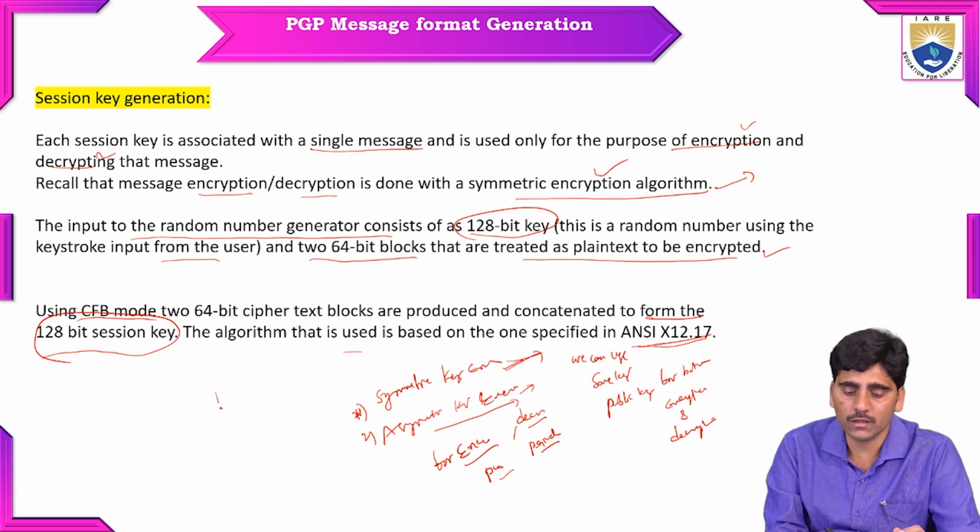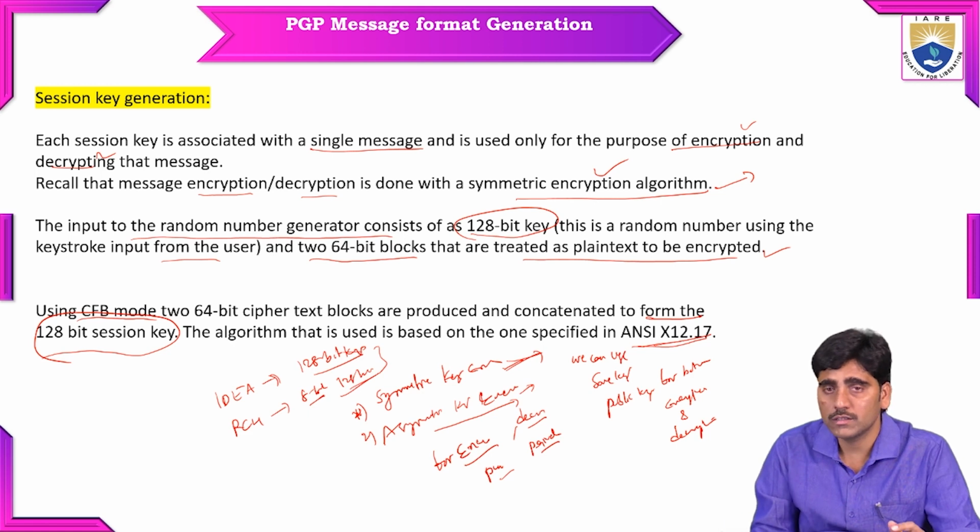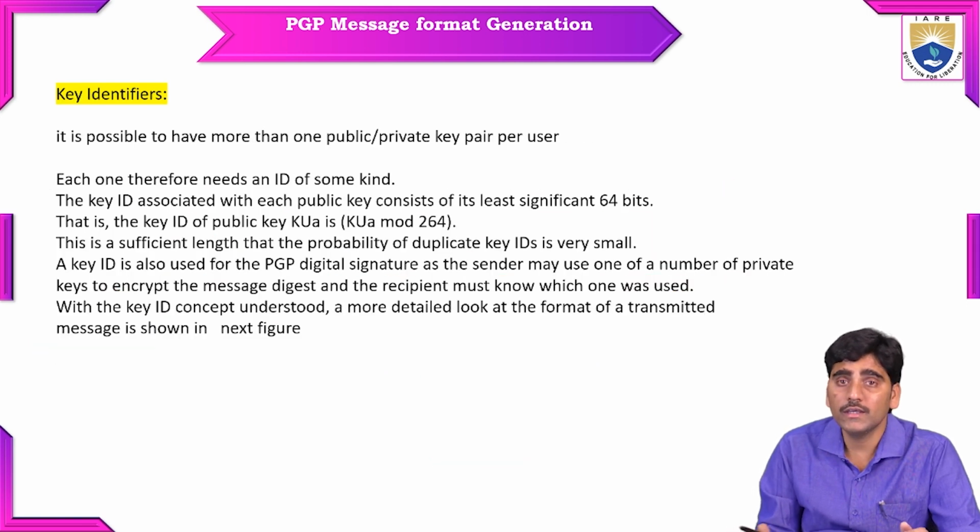Suppose in real time, the IDEA algorithm generates a 128-bit key, but the RC4 algorithm generates encryption keys from 8 bits to 128 bits. So the IDEA algorithm generates only a 128-bit key, but RC4 generates keys from 8-bit to 128-bit. Like this, session keys are generated with the help of algorithms which are given as input to the random number generators. And next, key identifiers.